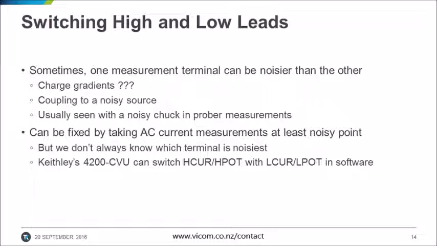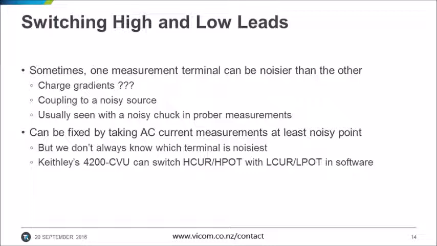It is reality that one measurement terminal can be much noisier than the other in a system. We see this most often with the chuck on probe stations, but there is no reason that it is not true elsewhere as well. This noise is more apparent with capacitance measurements because, 1, we are measuring very tiny currents which are very susceptible to noise, and 2, we source and measure on different terminals, so a seemingly quiet system can have noise that is simply localized near the measurement terminal.